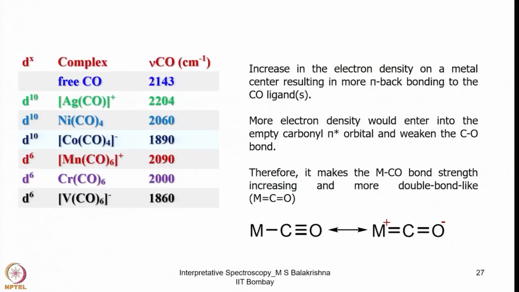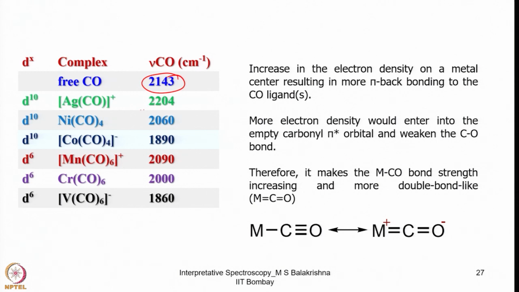So now I have given d10 complexes of different metal ions here: silver carbon monoxide plus, and Ni(CO)4, nickel tetracarbonyl, and cobalt tetracarbonyl anion, manganese hexacarbonyl cation, neutral chromium hexacarbonyl, V(CO)6. For just comparison, I have given values here. Free CO is 2143. You can consider this as the standard value.